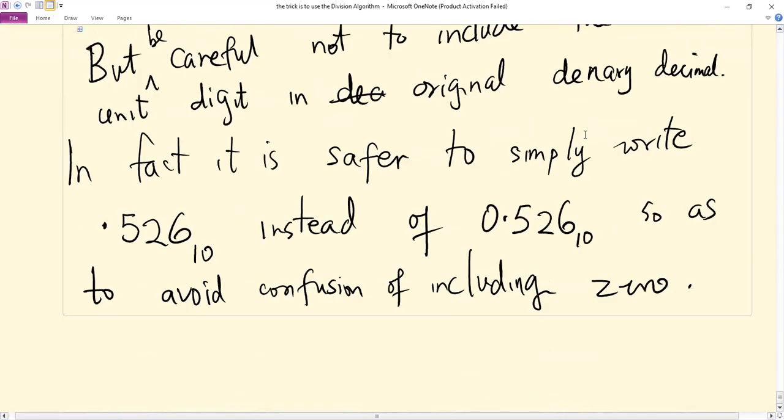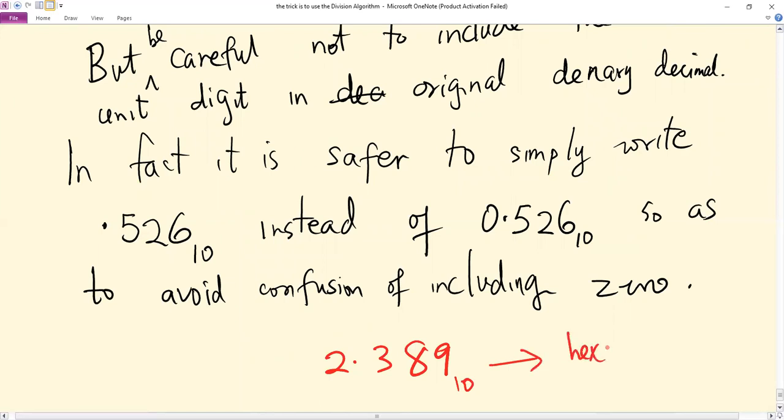In the next session, we will give another example to illustrate how to do it when we have both a whole number part which is not 0. For example, if you're asked to convert, say, 2.389 from denary to, say, hexadecimal, how do you work it out in such a case? Thank you.